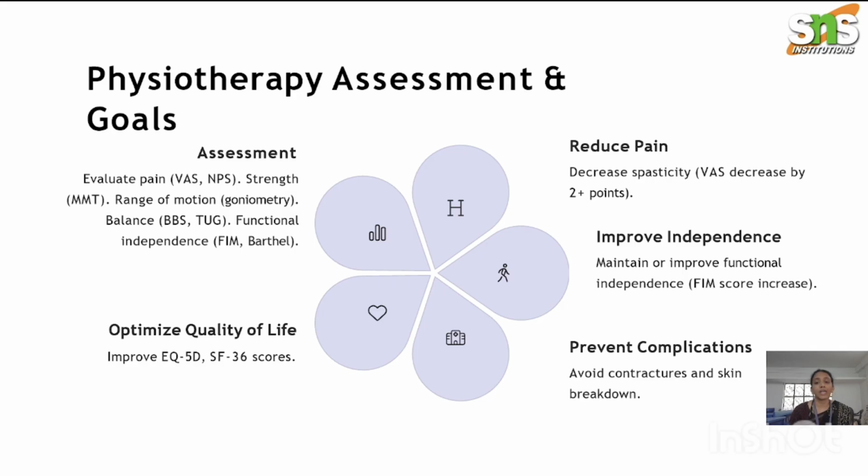Next, we have to reduce the pain. That will be the primary goal of our physiotherapy treatment. So, decreasing the spasticity will help you to reduce the pain. And also, we need to maintain and improve the functional independence of the patient, so that the functional independence score will improve. And finally, we have to prevent complications so that we can avoid contractures and skin breakdowns through proper monitoring and proper positioning, and the reduction of spasticity and increase in range of motion will reduce the contractures and skin breakdowns. So we have to optimize the quality of life. The SF-36 score can be used to assess that, and also we need to give a better quality of life to the patient.